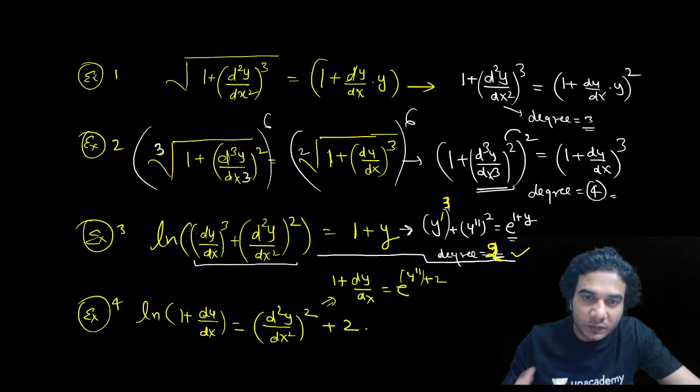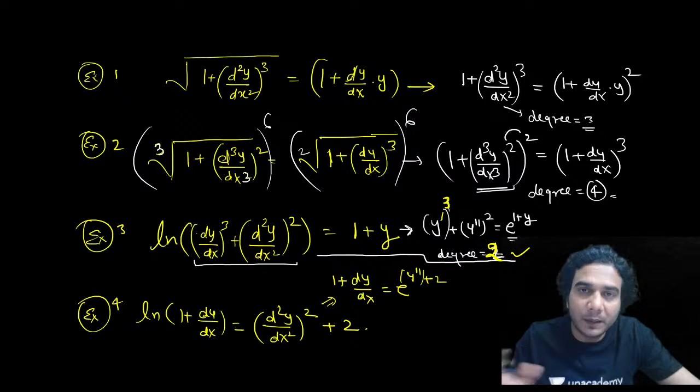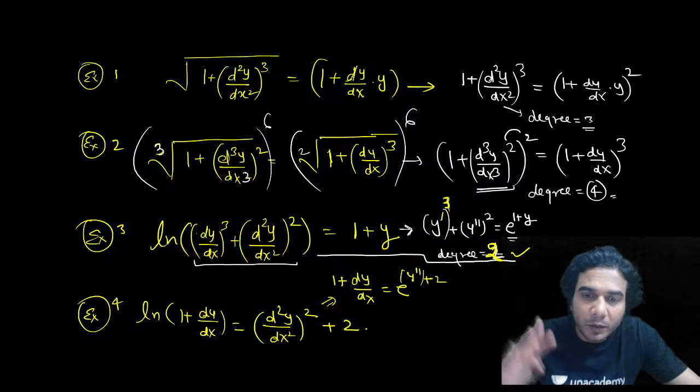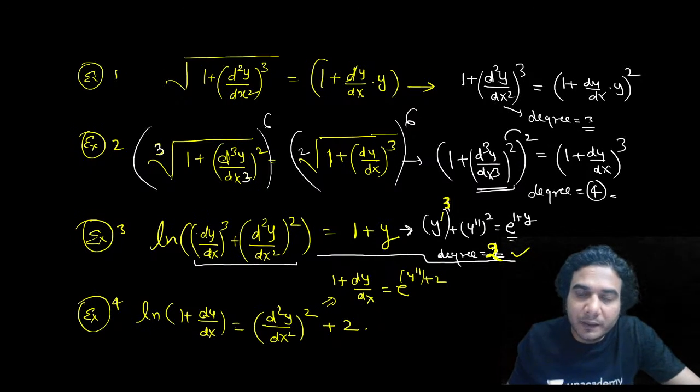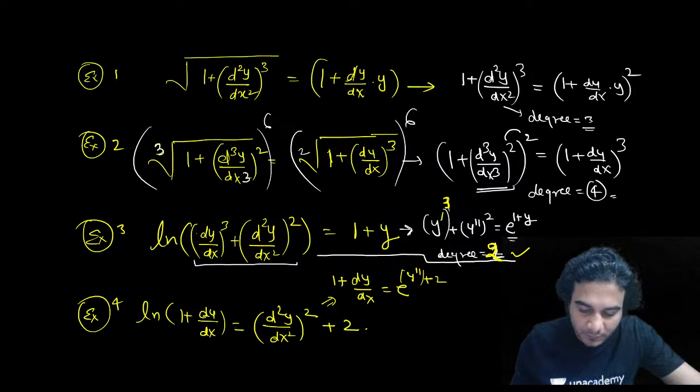See, whenever it was a square root or cube root, we did squaring or cubing or power 6, right? In the third example, we removed ln because on the right hand side there were no differential coefficients. It was e raised to 1 plus y. But if it had been 1 plus y dash, then the degree in the third would also not be defined. Are you understanding? Are you getting it, Raghav? So that means we can't express the fourth equation in polynomial form. So hence the degree of this equation is not defined.